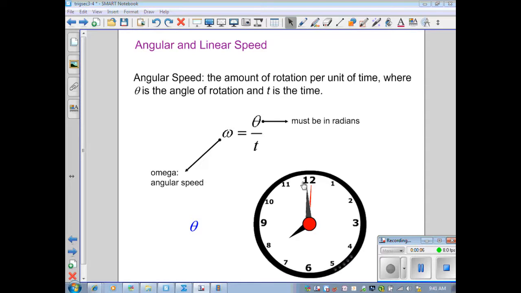A quick example is to take a look at an analog clock. I have my minute hand at noon, and all I need to do is rotate my second hand 45 degrees. And if I did that in actually 15 seconds, that would give us a measure of 45 degrees in 15 seconds.